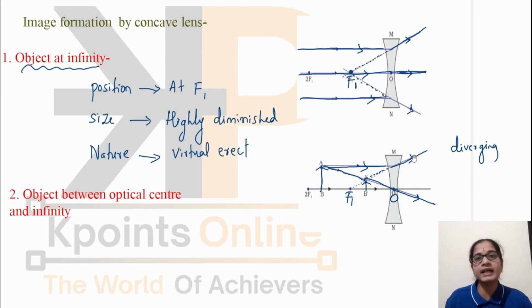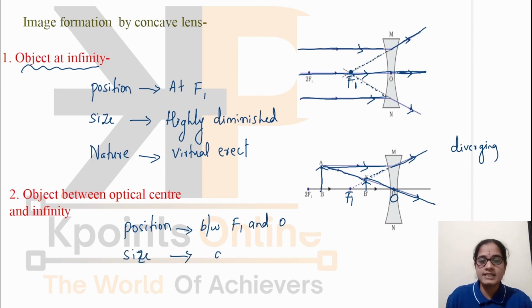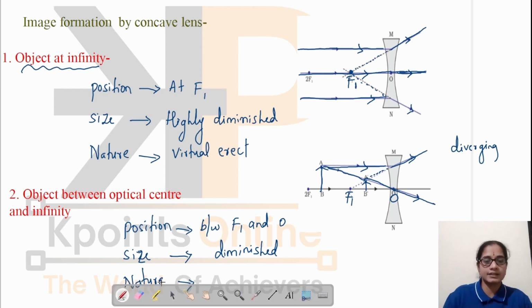They are not going to meet anywhere. But here, they appear to meet at this point. This is the point where the image is formed. And what is the nature of the image? It is virtual and erect. What is the size of the image formed? It is diminished. Position of the image is, it is formed between F1 and O. Size, it is diminished. And nature, it is virtual and erect.